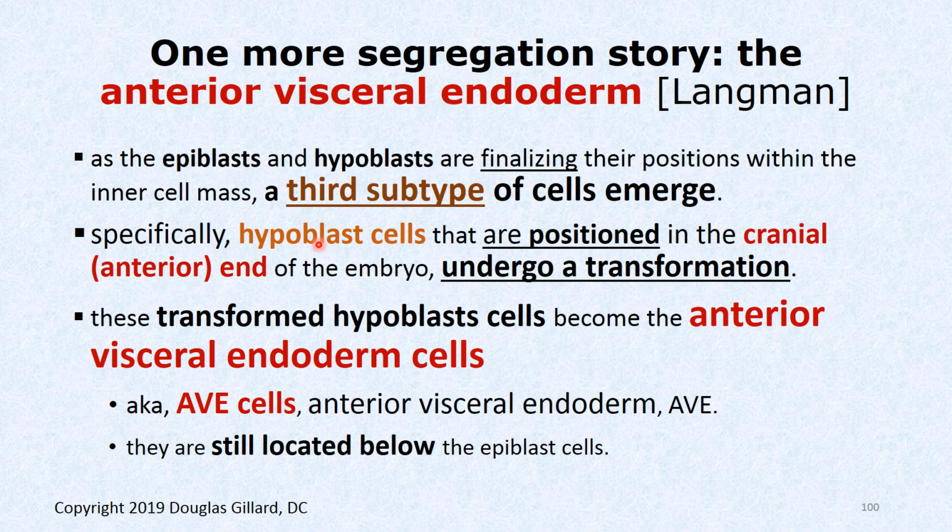So this third layer of cells comes from hypoblasts. Specifically, it comes from the ones that are located at the cranial end of the embryo. They undergo a transformation and become these AVE cells, or anterior visceral endoderm cells.